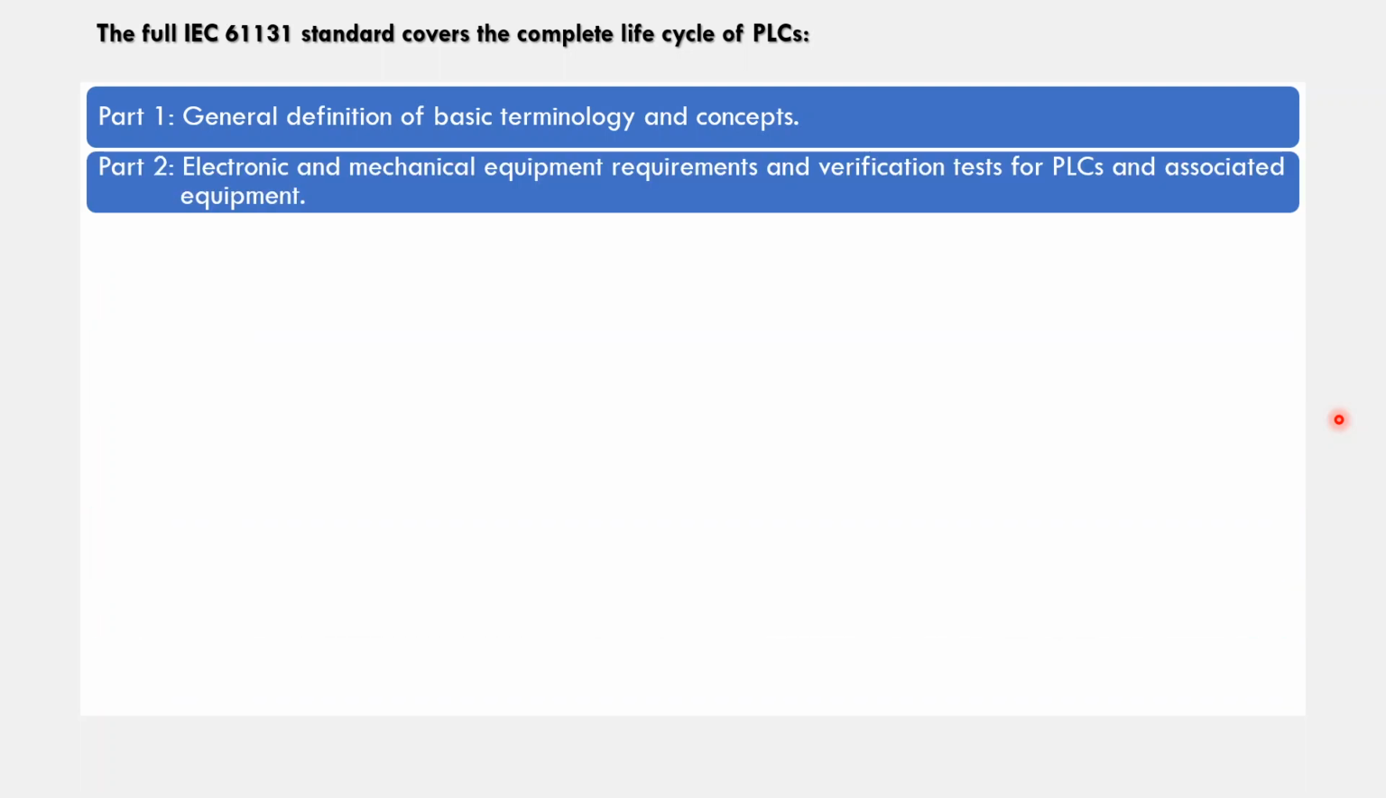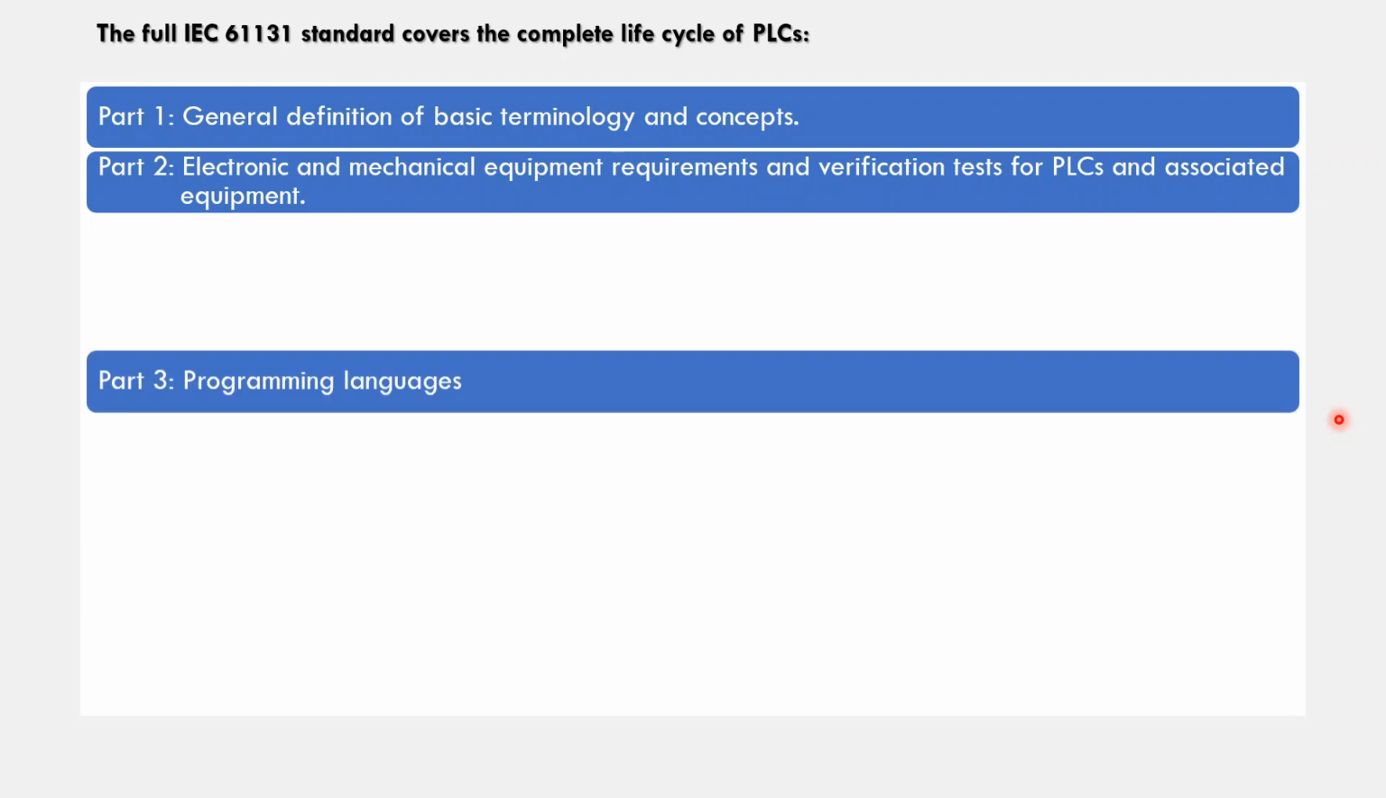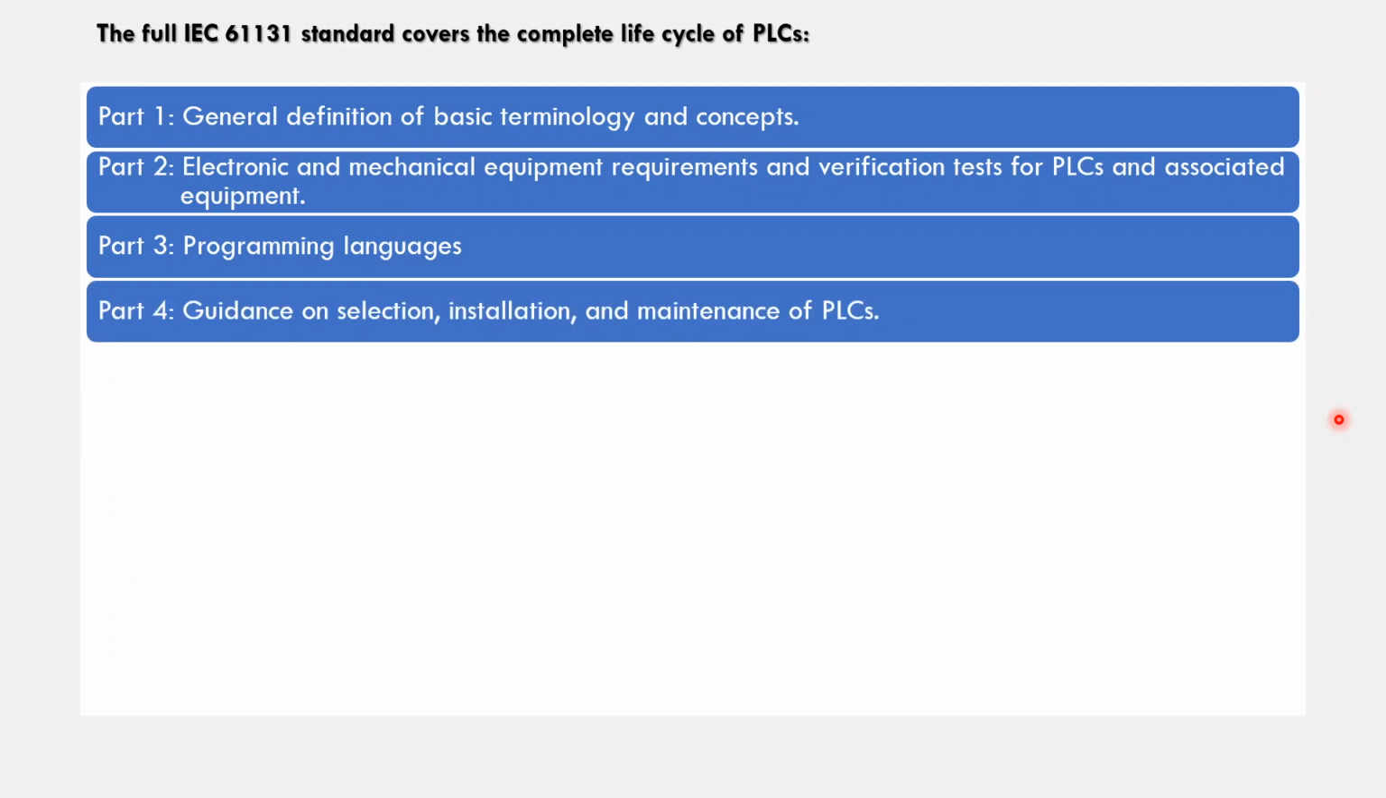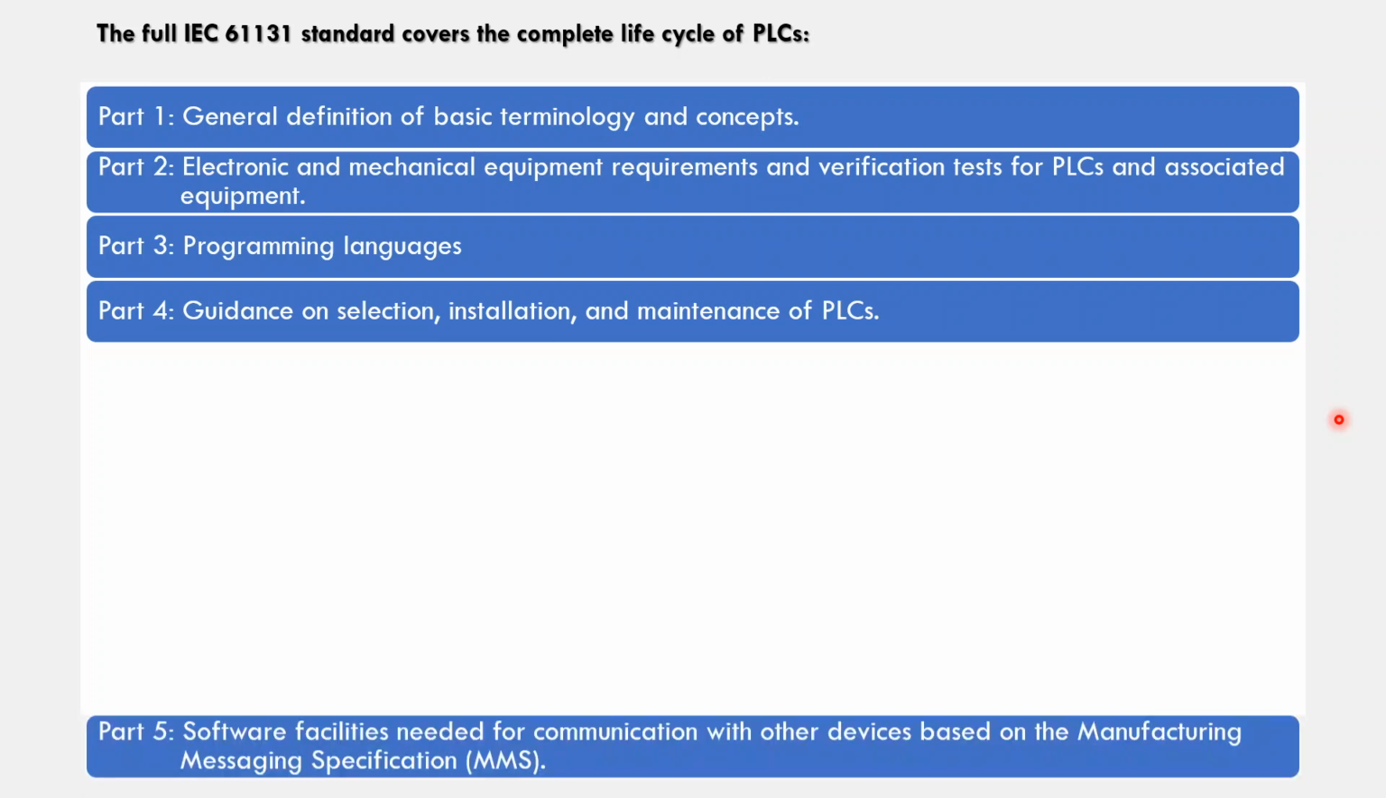The first one, Part 1 of IEC 61131, is the general definition of the basic terminology and concepts in automation and PLC systems. Part 2 defines the electronic and mechanical equipment requirements and verification tests for PLCs and associated equipment. Part 3 of this standard defines the programming languages. Part 4 provides guidance on selection, installation and maintenance of the PLC.